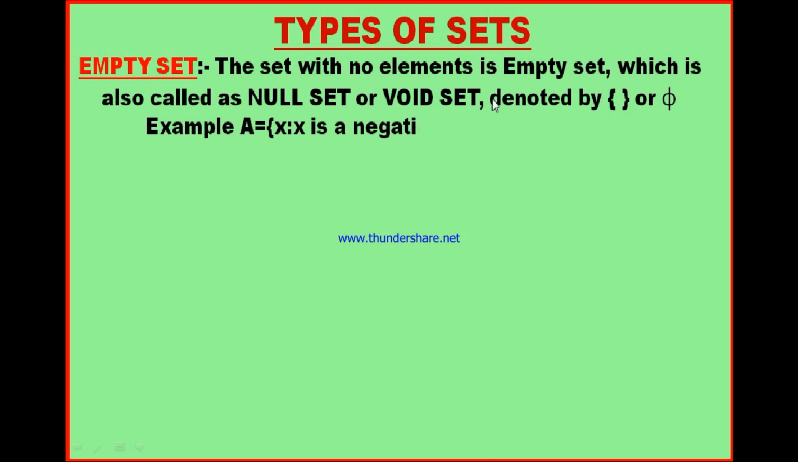Example. Now what is an empty set? I may give an example. See here. A is equal to the set of x such that x is a negative natural number. Is there any negative natural number? No. Natural numbers start from 1, 2, 3, 4 and so on. In the set of natural numbers you cannot find any negative natural number. Therefore there is no element belonging to this set. Therefore it is an empty set.